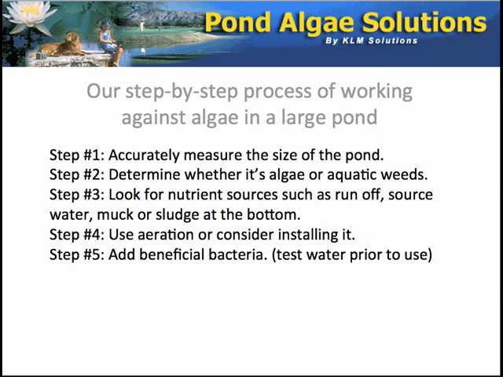Some simple test strips will be at least a good start, and what you're testing for is pH, alkalinity, and water hardness, and you want to see a reasonably neutral pH. Neutral being 7. You don't have to be perfect, but you should be somewhere probably between 6.5 to 8.5 to 9, somewhere in that range. If you're way out of that, bacteria may not work as well. You also need a little bit of mineralization in the water for it to work best, and so those are good things to check before you start on a routine.